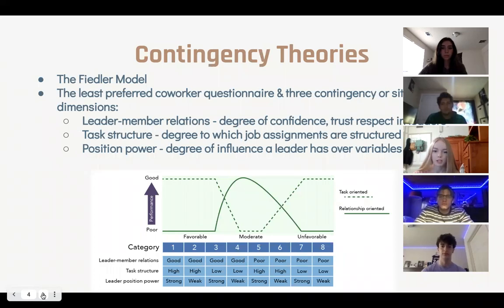So behavioral theories are theories proposing that specific behaviors differentiate leaders from non-leaders.